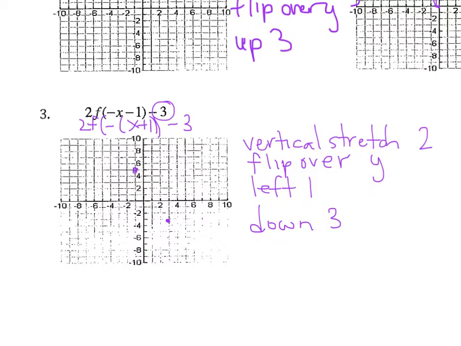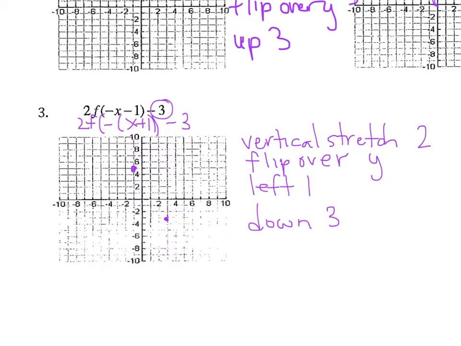My third point, (2, -2). Vertical stretch by 2, so it becomes (2, -4). Flip it over the y, so it becomes (-2, -4). Move it left 1, (-3, -4), and down 3, so it becomes (-3, -7). Connect your dots, and you're good to go.